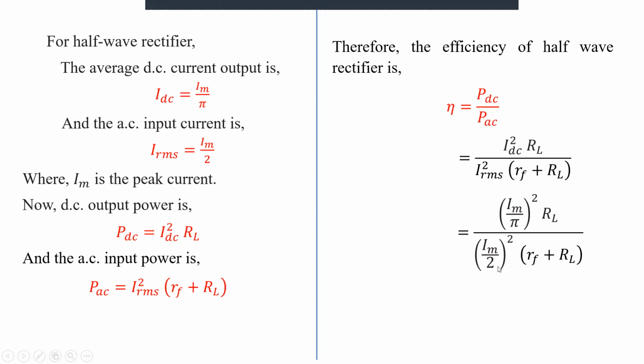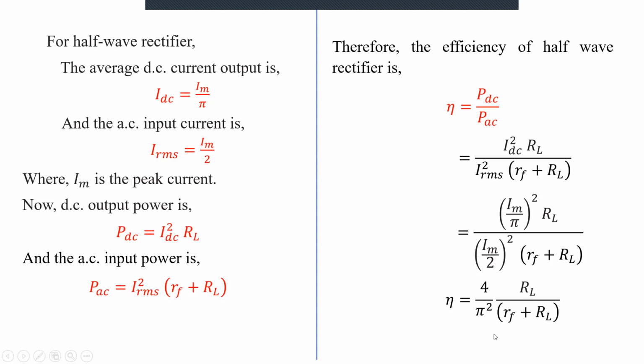So here Im gets cancelled. This will become 1 by pi square, and this will become 1 divided by 4. So that will be 4 divided by pi square into the resistance RL divided by Rf plus RL. This is the efficiency of the half wave rectifier, because we have substituted for IDC and IRMS for the half wave rectifier.